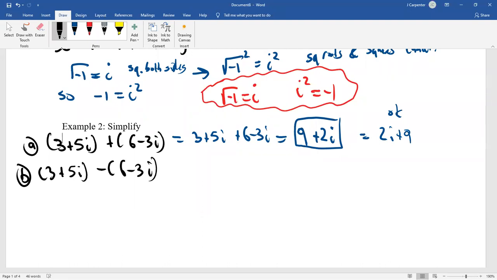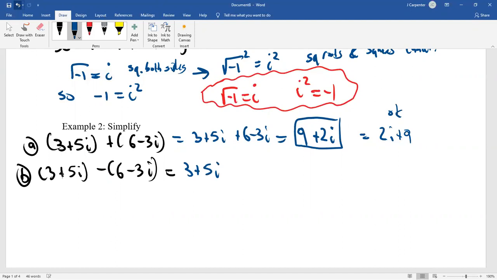Same pair of numbers, 3 plus 5i and then 6 minus 3i. But this time we're going to subtract them instead. Let me just clean that up. There we go. Now this time, there's a minus between the parentheses. That means at least one of these parentheses was necessary. The first one is not necessary. It doesn't do anything for us. That could have just been 3 plus 5i.